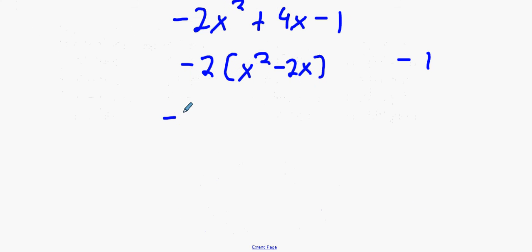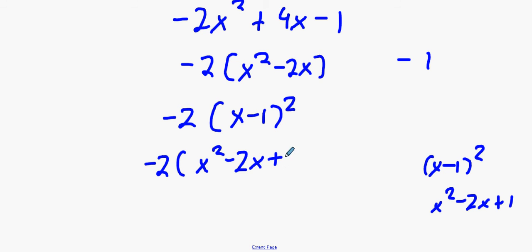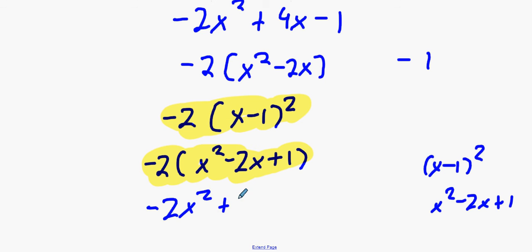And we all know how to deal with this at this stage, don't we? I won't even spend too long on it. Is everybody happy with x minus 1 squared? What is x minus 1 squared? It's x squared minus 2x plus 1. Everybody okay with that? So this will be -2 times x squared minus 2x plus 1. What I'm saying is that this here is the same as this here. They're the same thing.